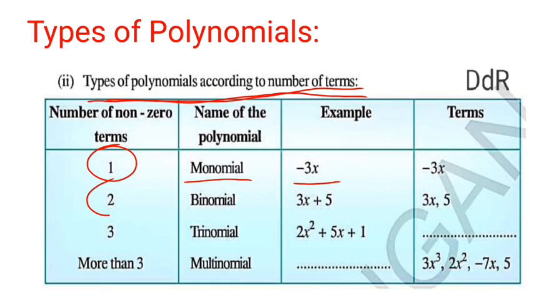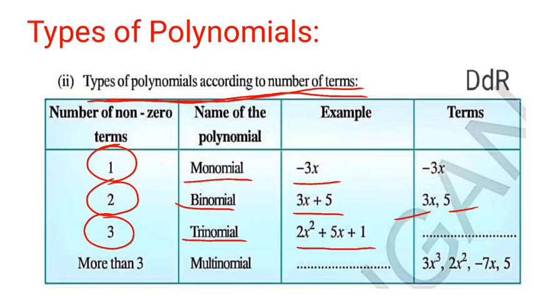Next, number of terms are 2, it is called a binomial. See here, 3x plus 5 is an example for binomial. Why? Because here are two terms, one is 3x, another one is 5. Next, number of terms are 3, then it is called trinomial. 2x square plus 5x plus 1 is an example for the trinomial. What are the terms in this? 2x square, one term, 5x is the second term, 1. So total 3 terms.